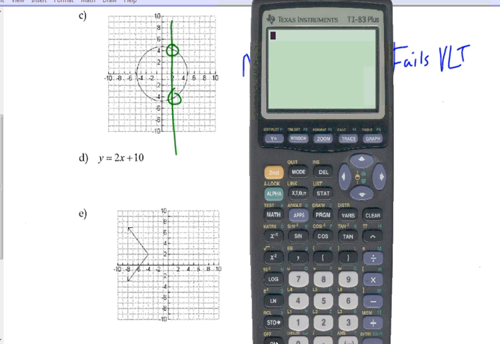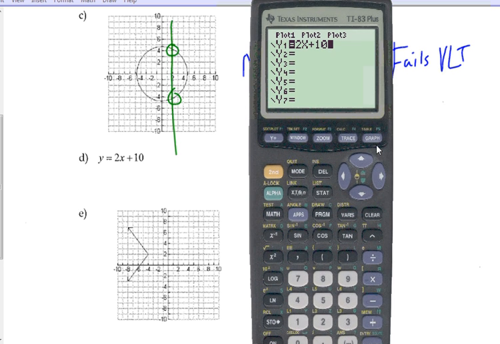Y equals. The very top left button is your first button, okay? Now, if there's anything in there, you can just push clear and it will delete. Our next step, so we're in the y equals screen, we type in our equation, 2x plus 10. And then you push graph. Graph button's right here, and there it is.